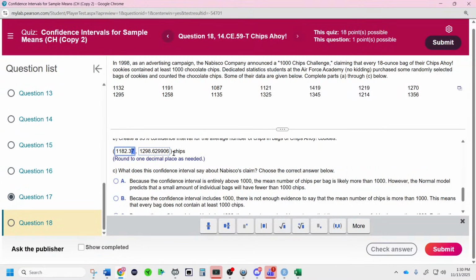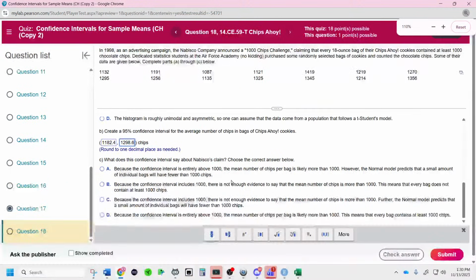One decimal, so watch out. This is where you lose points. If you were to lose these points, please email me and be like, Brian, I didn't round. Don't worry, I don't round sometimes too.